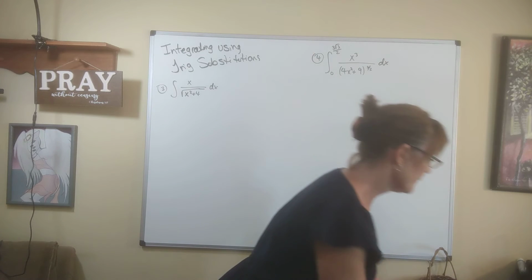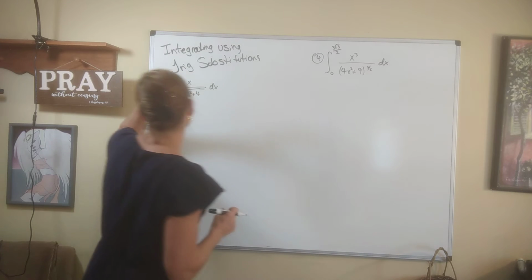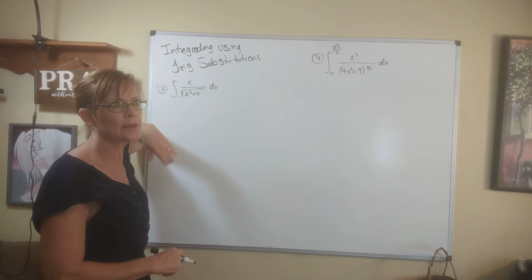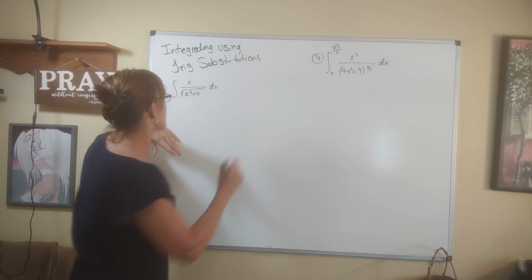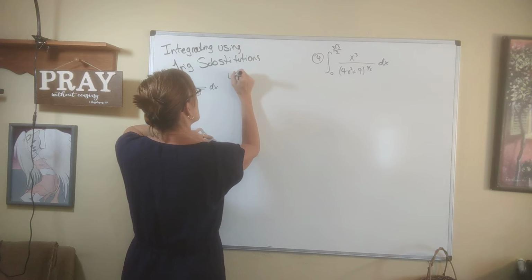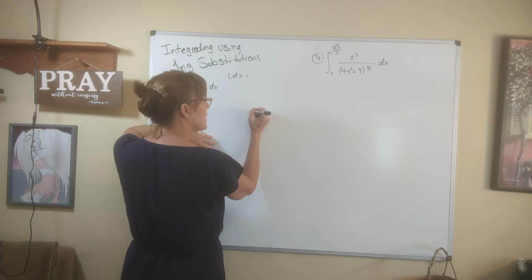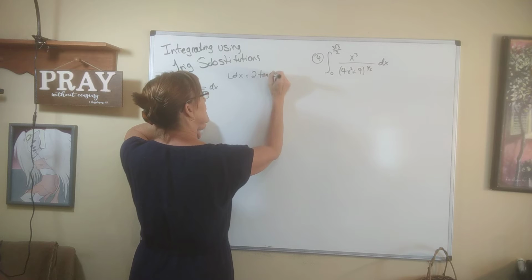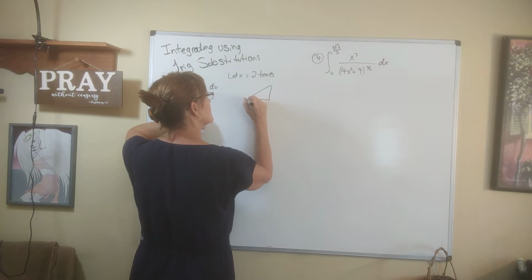All right, here we go. What do we think about this guy? Oh, it's that plus one. This is tangent. I can see that. So let x equal a tangent theta. A is going to be 2, so x equals 2 tangent theta. Let's draw our triangle.